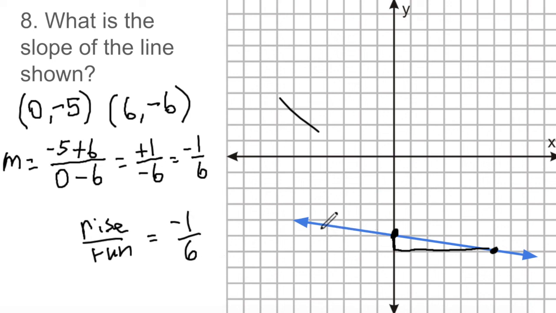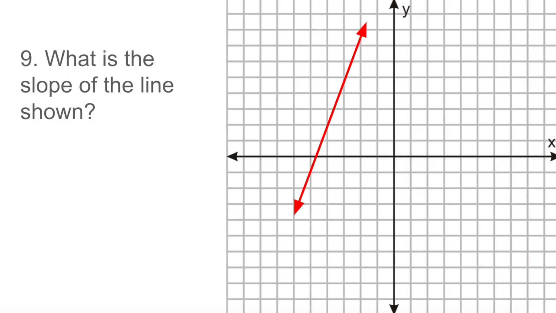So the first step is you always have to identify 2 points on the line that intersect your grid at a nice even point. And then you can either just find the rise over run between those two, or you can use this m equals difference in y's over difference in x's formula.